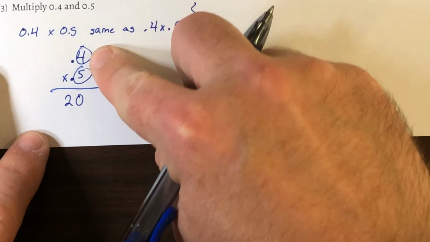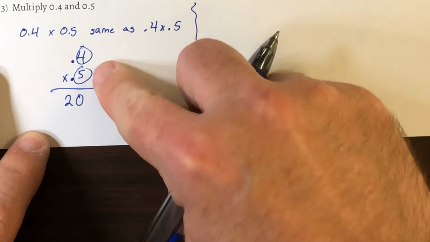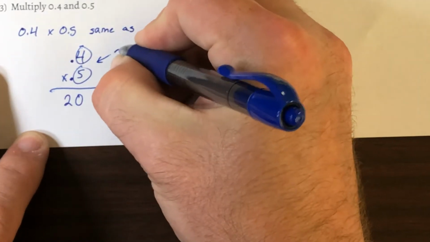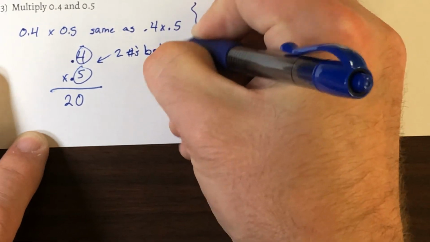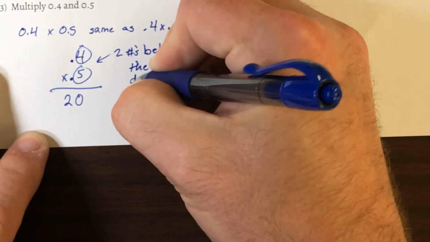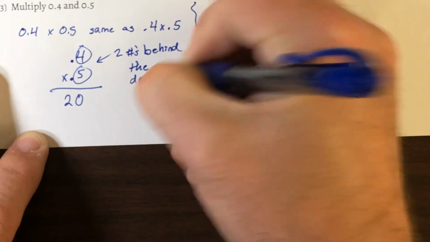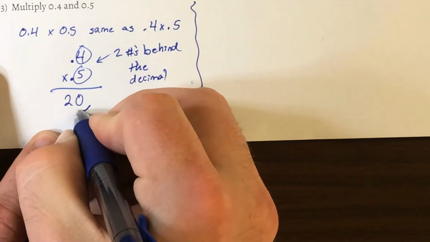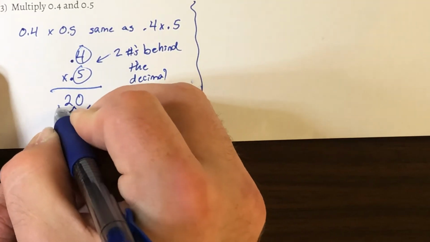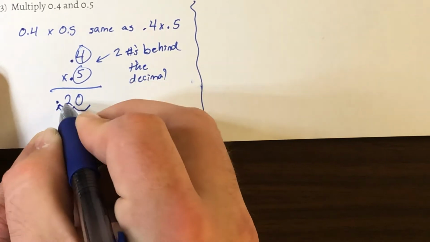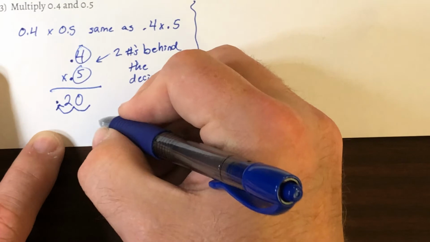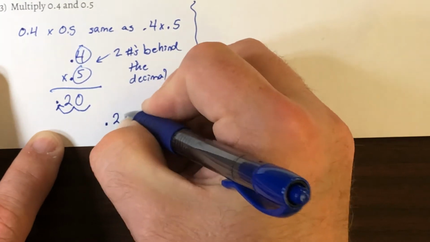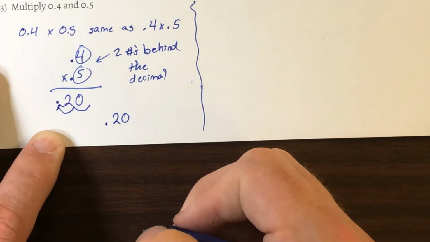You count the digits behind the decimal. The 4 is behind a decimal. The 5 is behind a decimal. That would be 2 numbers behind the decimal. So, what does this mean? Move that decimal once, twice, so that you have 2 numbers behind the decimal in your answer. So our answer is 20 hundredths, or 0.20.